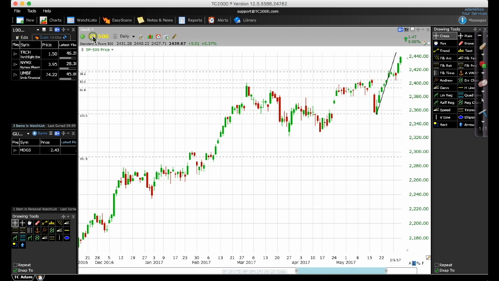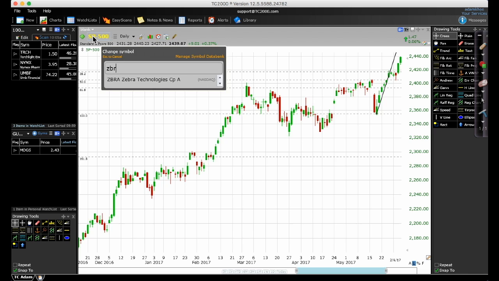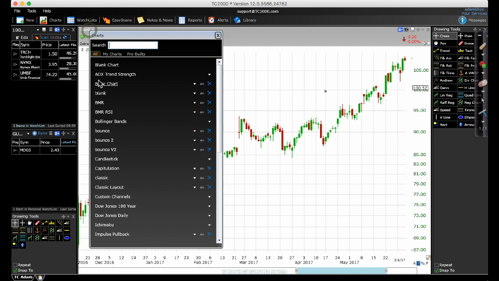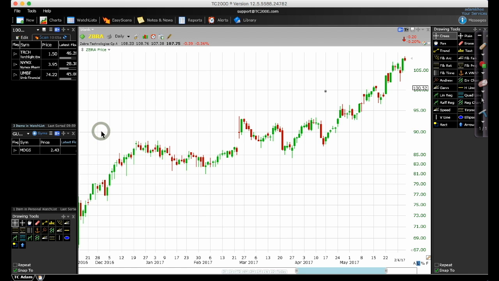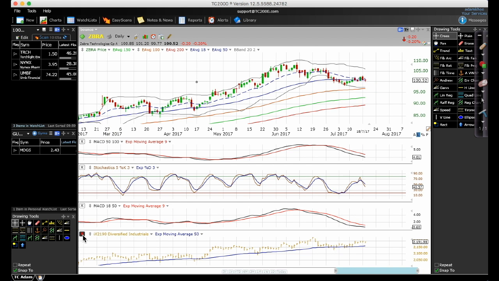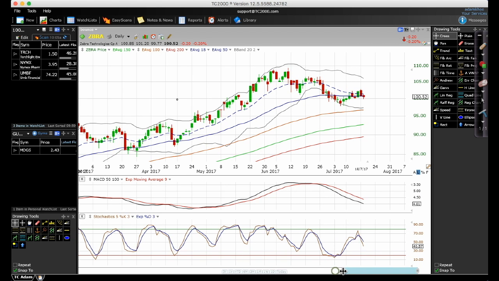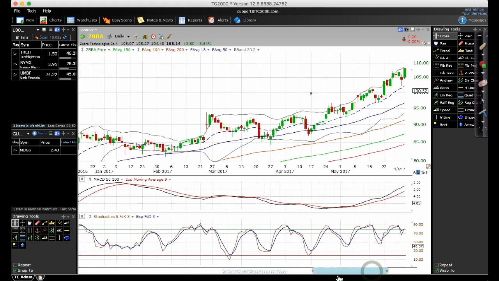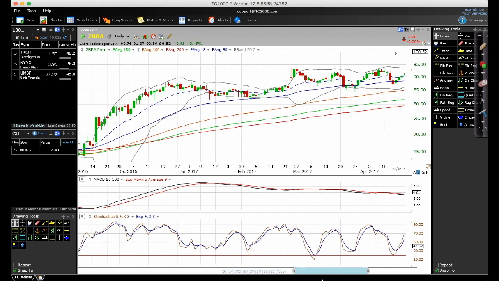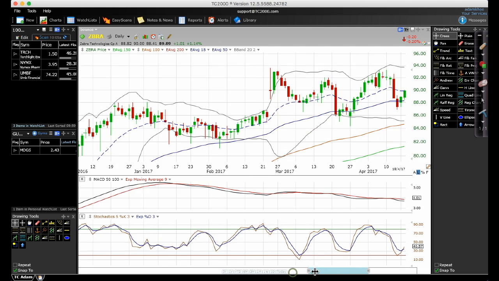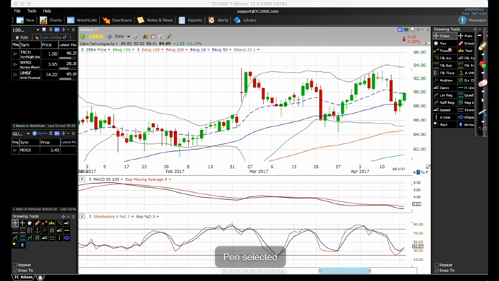So here are a few examples. I'm going to go to this stock which I traded recently, Zebra. And I'm going to put in the indicators which I usually use. All right, so here we go. So I took this trade at this point over here. There we go. You can see that Zebra was on a clear uptrend, and it was bouncing off the 50 moving average.